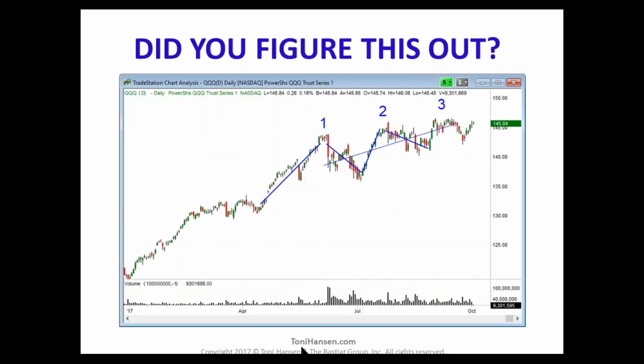So if we look at the NASDAQ now, what's happening here in the NASDAQ? We have these three highs. It's not exactly that template though. Do you know what's going to happen next?